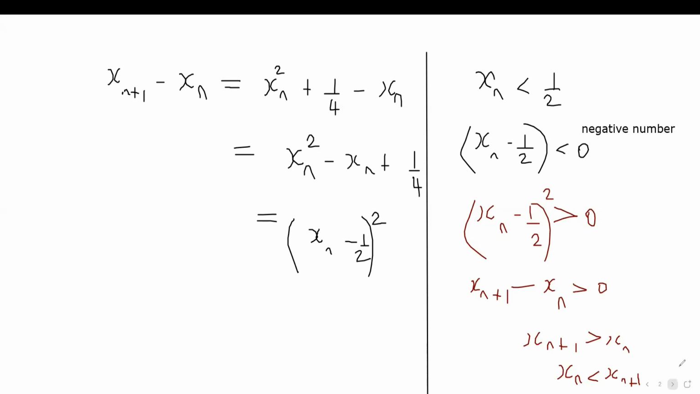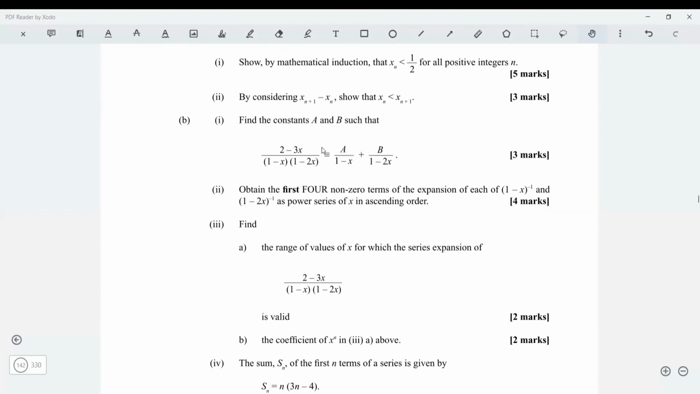All right, so let's look at this next part. It says find the constants A and B, for which this expression is A over 1 minus x plus B over 1 minus 2x. So we have 2 minus 3x over, what was that again? 1 minus x times 1 minus 2x.